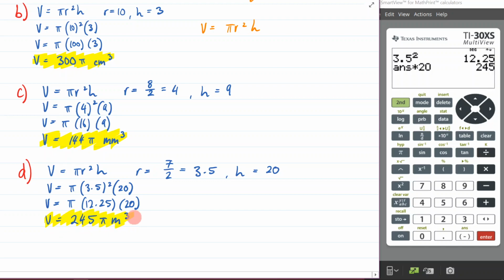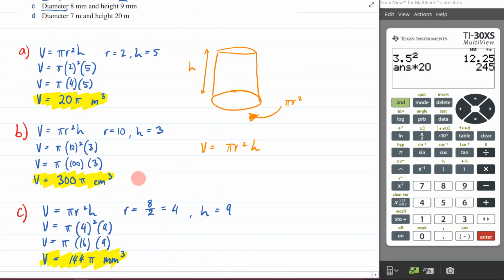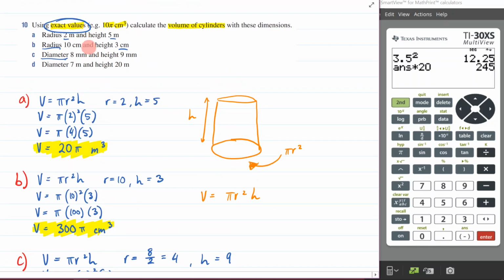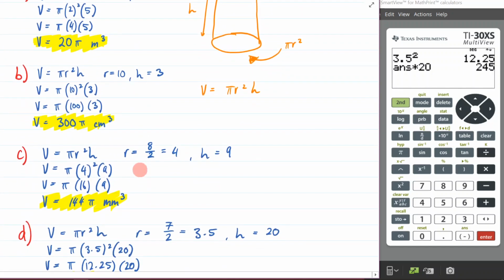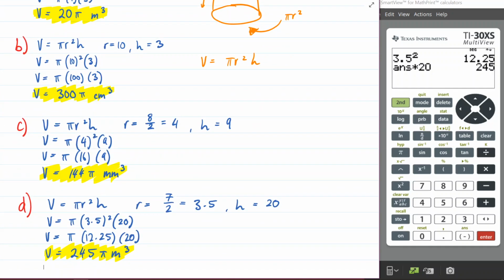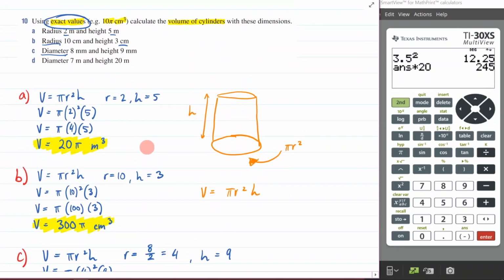There are all my answers. Hopefully that makes sense when it says exact value. I imagine that's where some people might be a bit confused. They'll be like, what on earth is exact values? But that's what it's going to be. So my first one was 20 pi. Next one was 300 pi. My next one was 144 pi. And my last one was 245 pi. Hopefully you found this useful, and I'll see you in the next one.